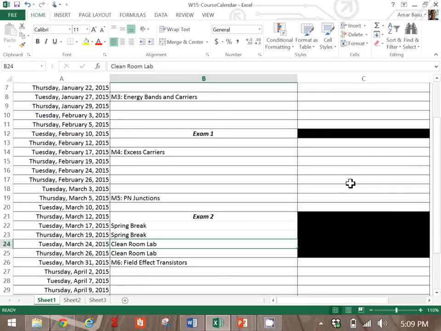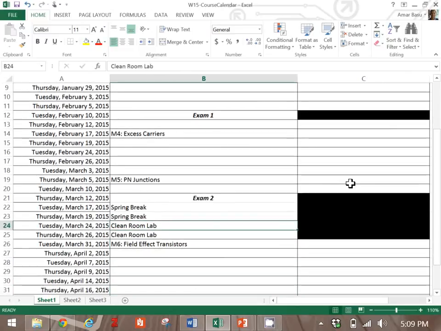So there are 2 class sessions allocated for the clean room lab. We may need more considering the size of this class. We may actually need to have 3 or 4 sessions. So let's see how that goes. That's going to be a sign-up thing as well. Yeah, last semester there were like 30-some students in the class, so we had half the class go one day, half the class go the other day. This year we may need to have actually 3 class sessions. So let's see how that goes.